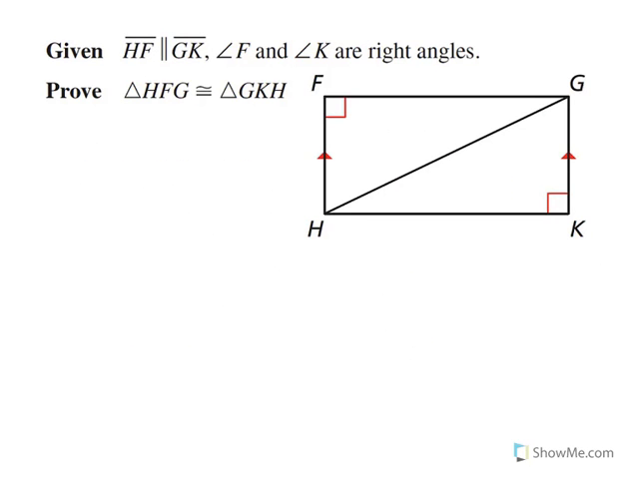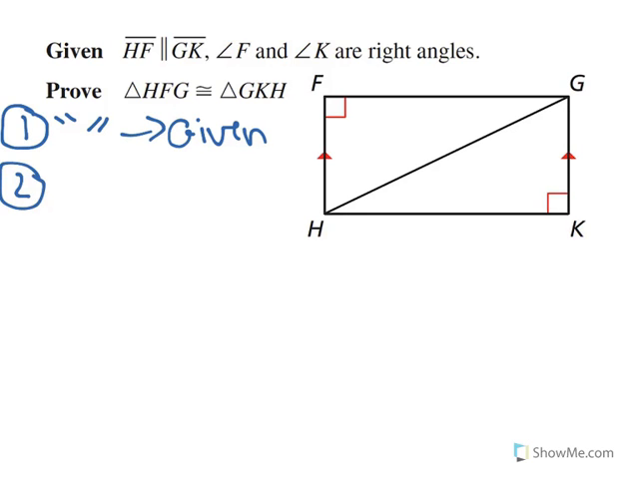Okay, so another example given to us is that HF is parallel to GK, and that angle F and angle K are right angles, and we're trying to prove that triangle HFG is congruent to triangle GKH. So let's check out the picture and see if everything that's given to us is labeled. So we've got the parallel lines labeled, and we have angles F and K labeled as right angles. So we can start with our given, and that would just be writing everything that was given to you.